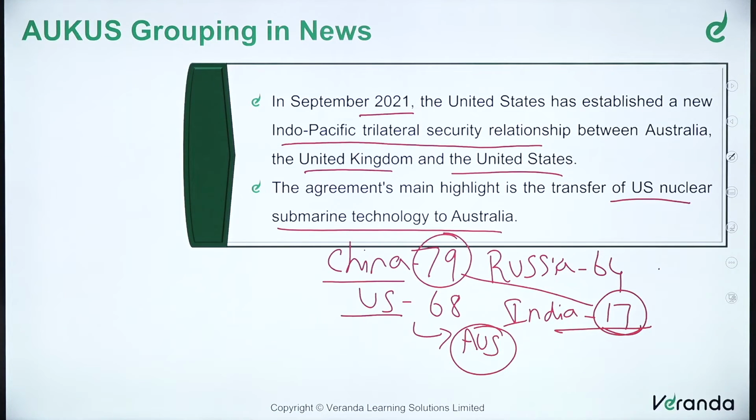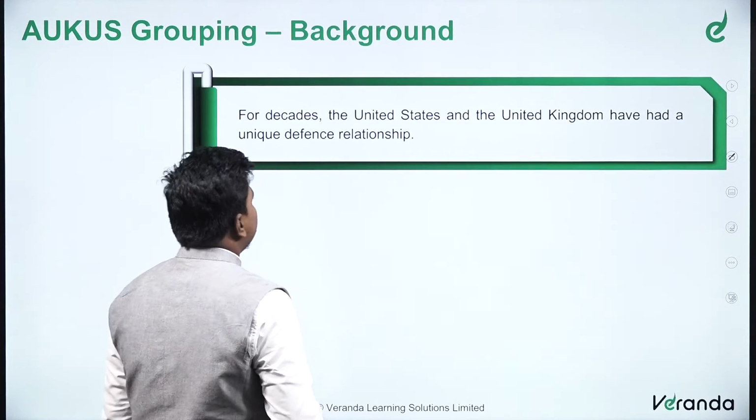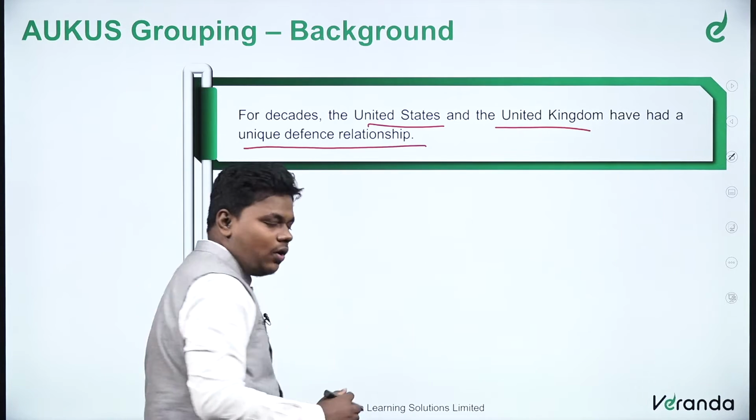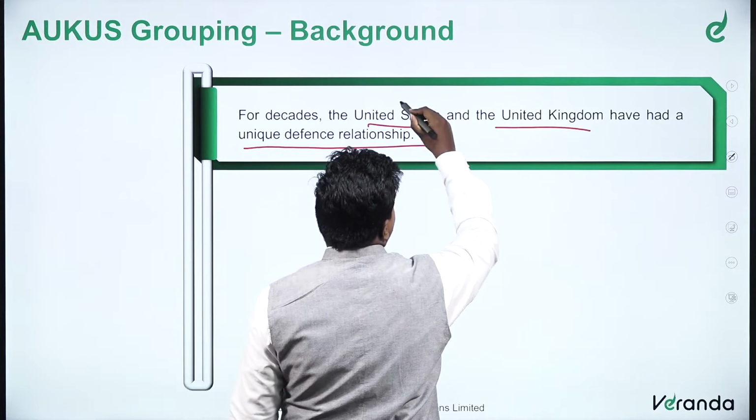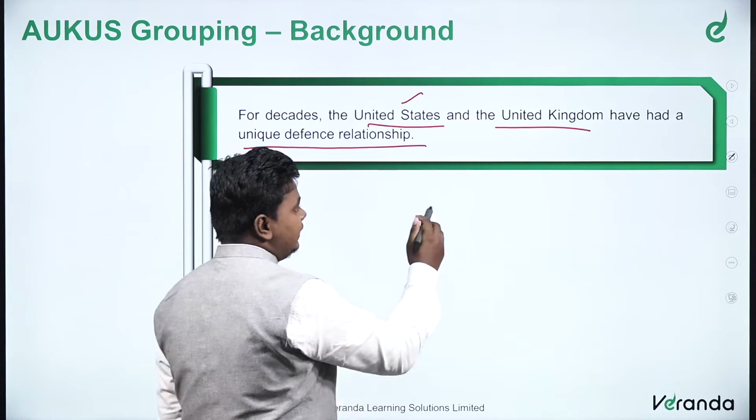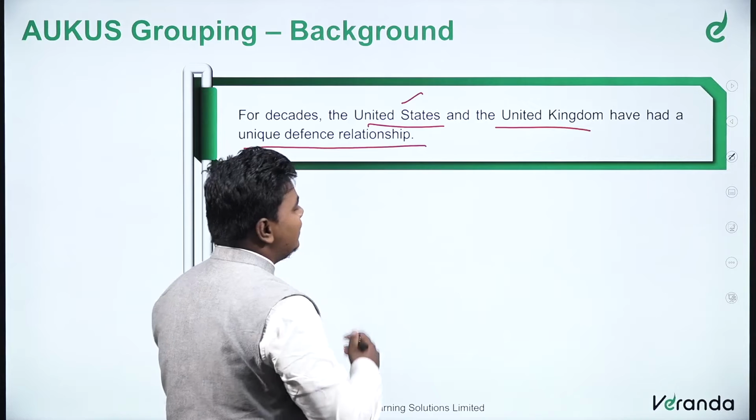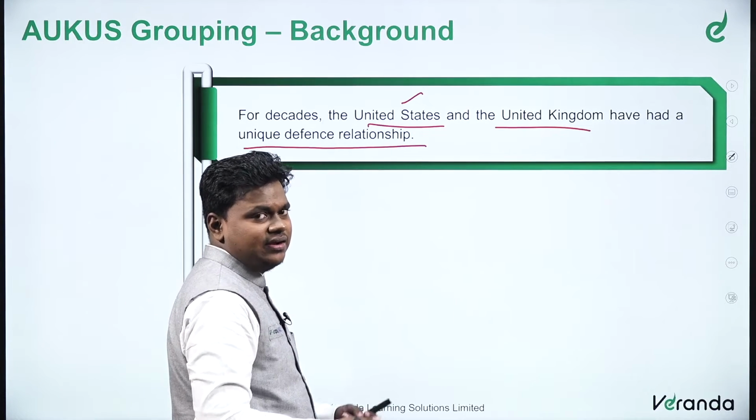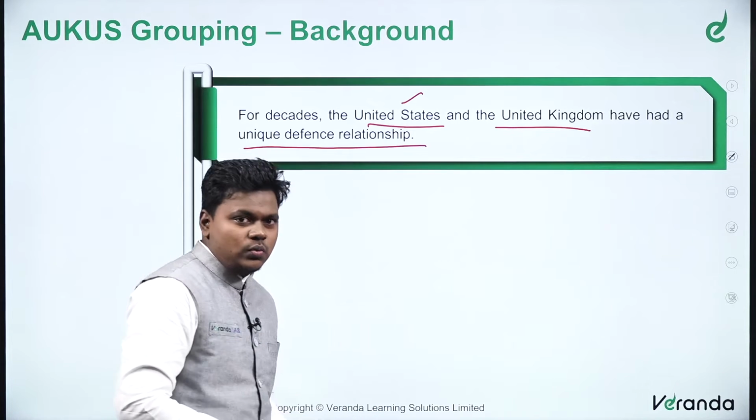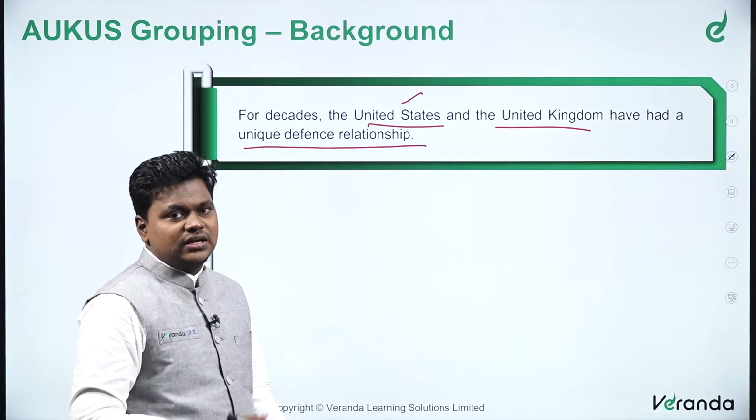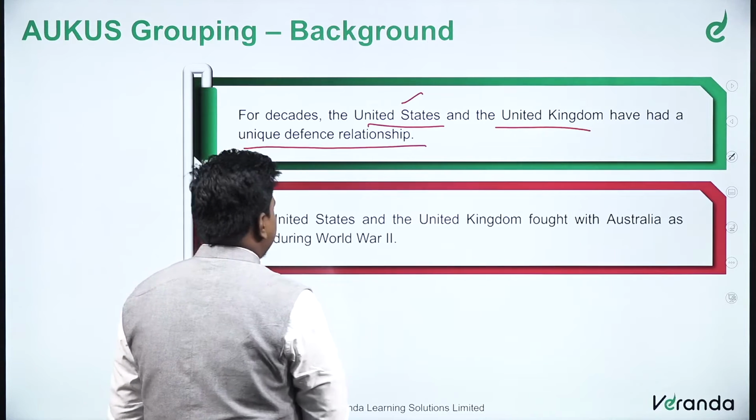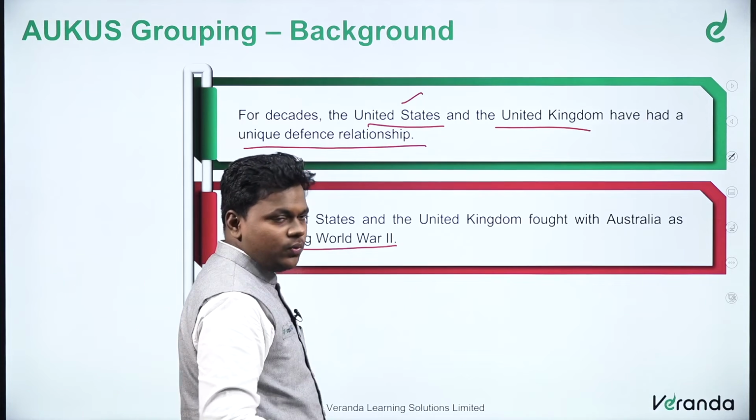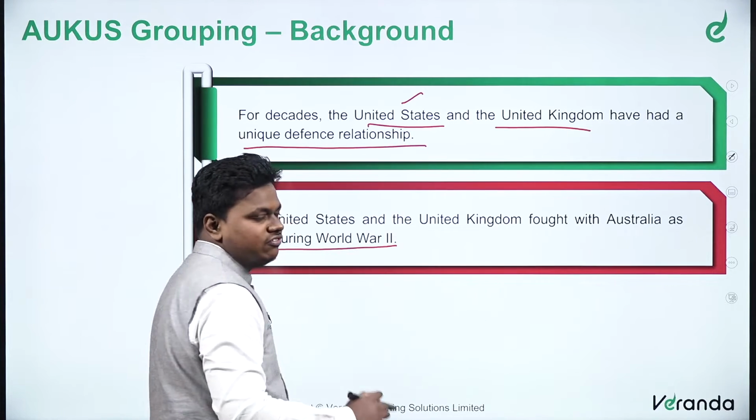Further, let's see the background of this AUKUS grouping. For decades, the United States and the United Kingdom have had a unique defense relationship. We all know that the people of the United States were majorly migrants from the United Kingdom hundreds of years before. They share a cordial relationship, although the US got its independence from the United Kingdom, and hence they share a mutual understanding for decades. Even in World War I and World War II, these two countries fought side by side. In World War II, Australia too helped these two countries as an ally.